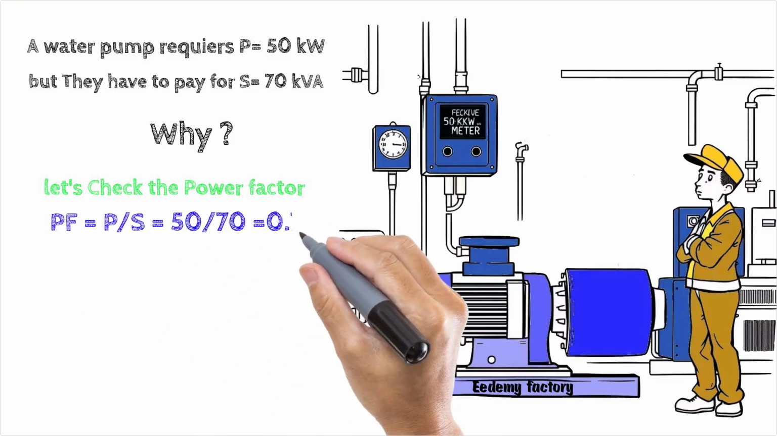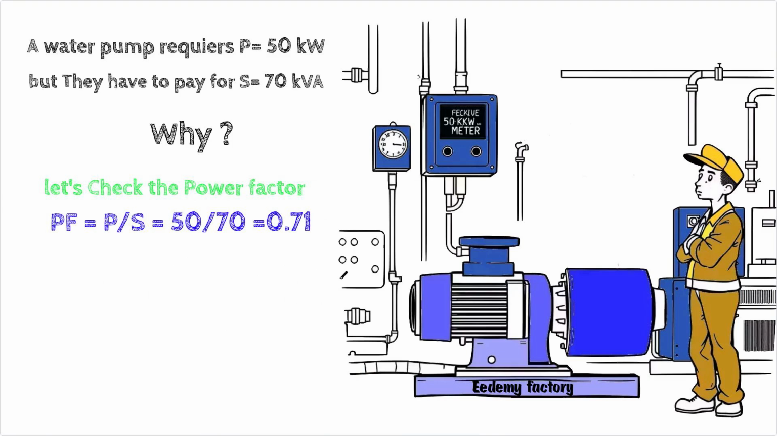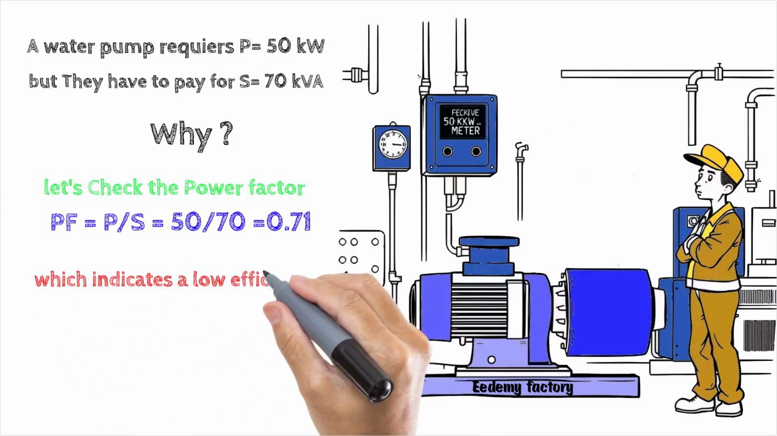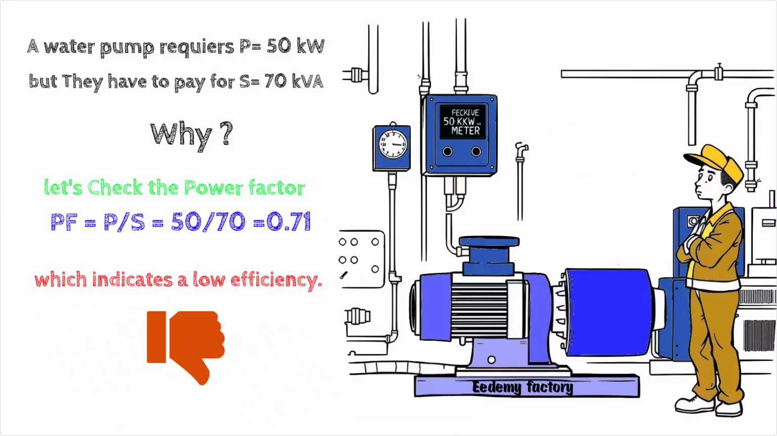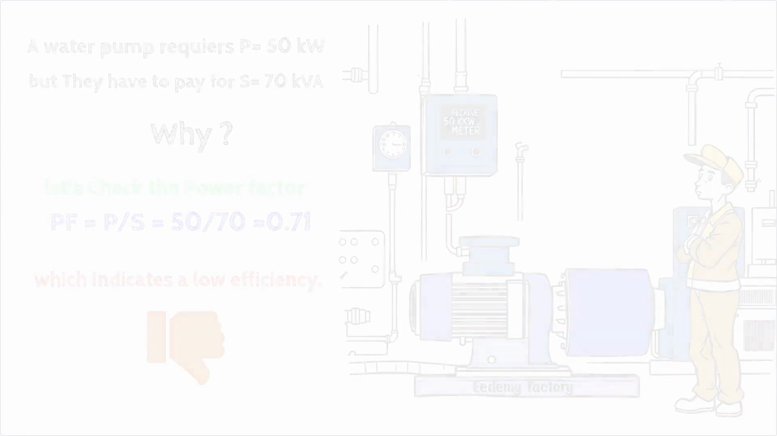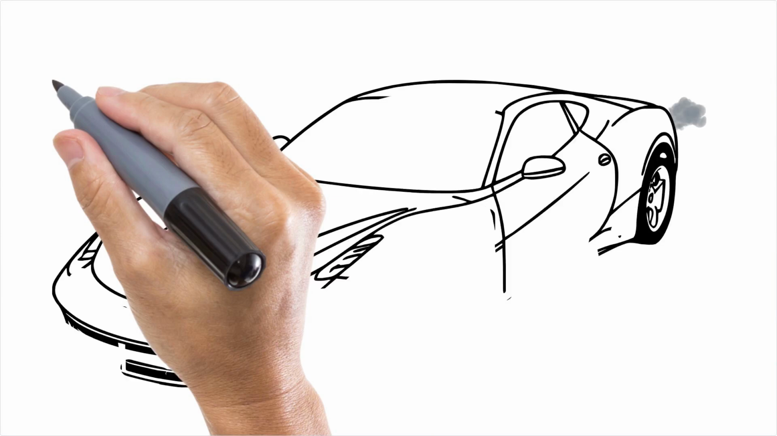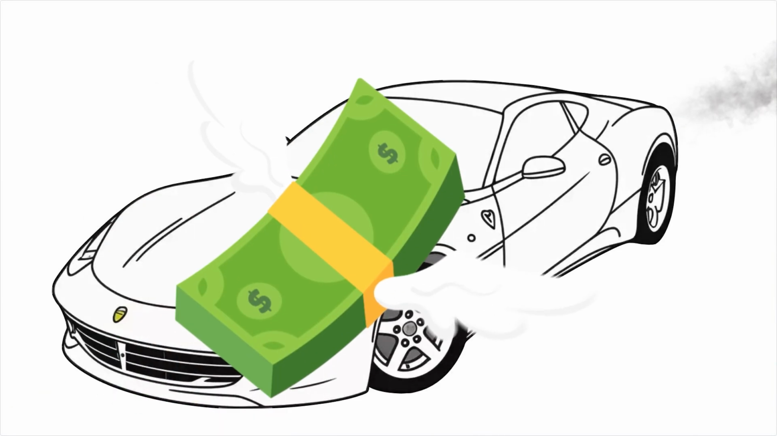Power factor equals 0.71. Since this power factor is low, well below 0.9, the utility company may charge penalty fees for excessive reactive power consumption. That extra energy is wasted, yet the business still has to pay for it. It's like renting a car that burns more fuel than necessary, wasting money for no reason.